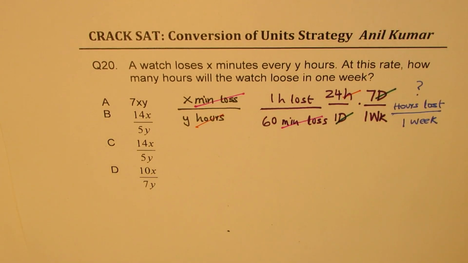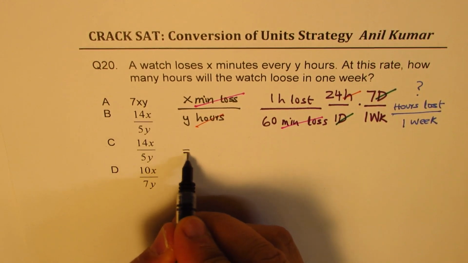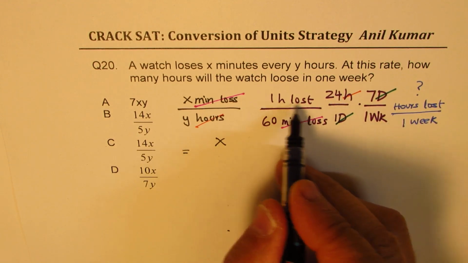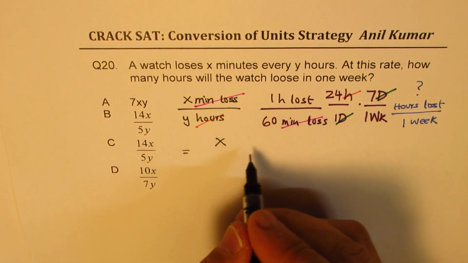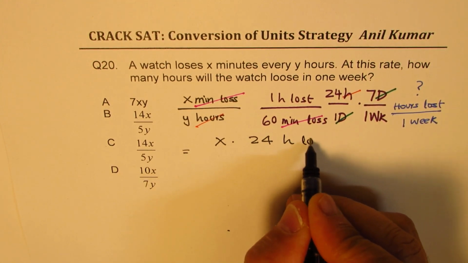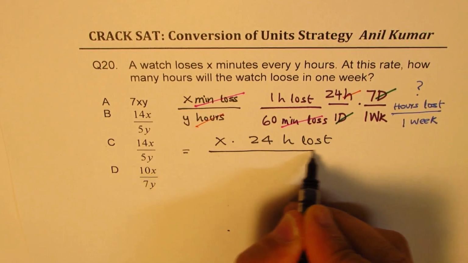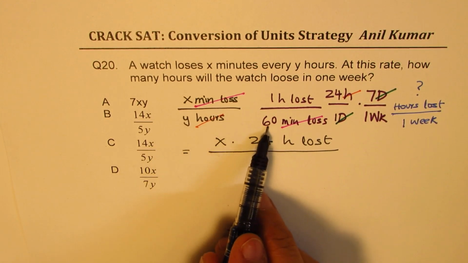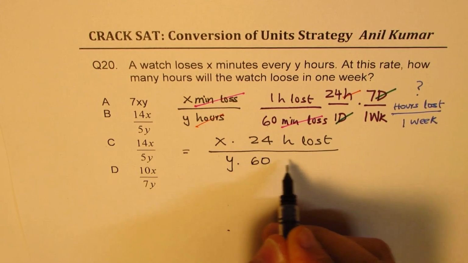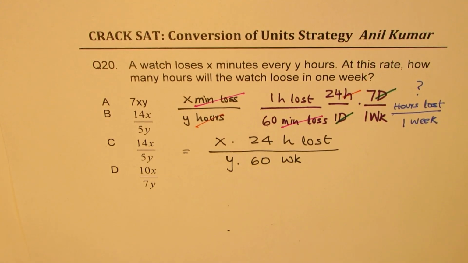Days with days. What is left with you? Let me rewrite, right? So we are left with X times 24 hours lost. Do you see that? Hours lost. So X times 24 hours lost in Y times 60 weeks. Do you see? So we could write this as Y times 60 weeks. Does that make sense to you? Correct? Now that is what the result is.